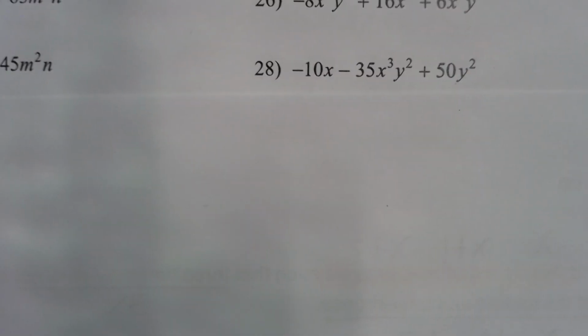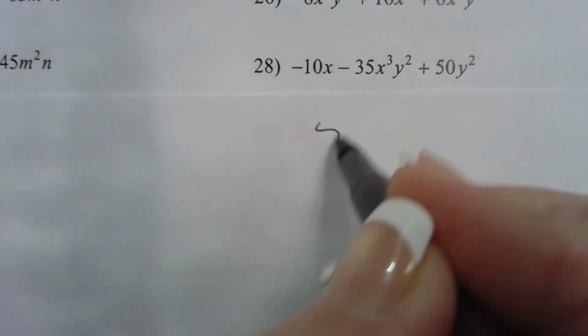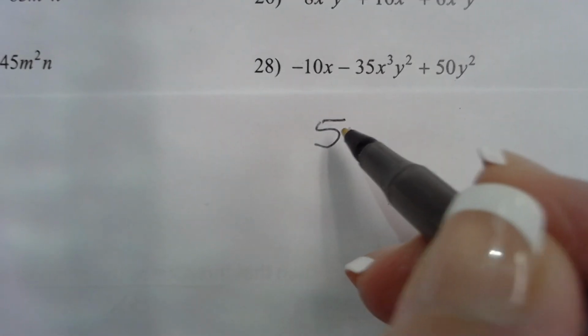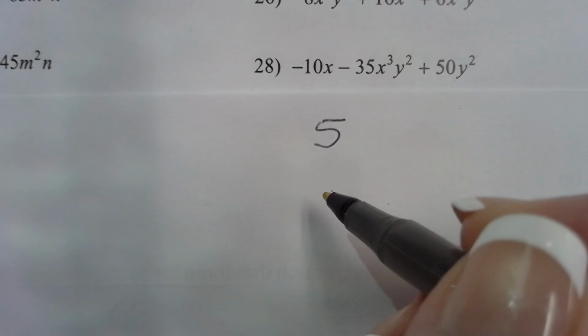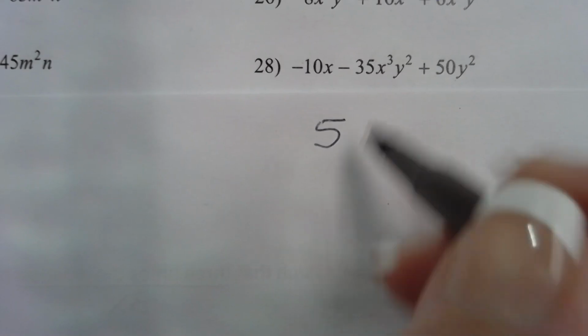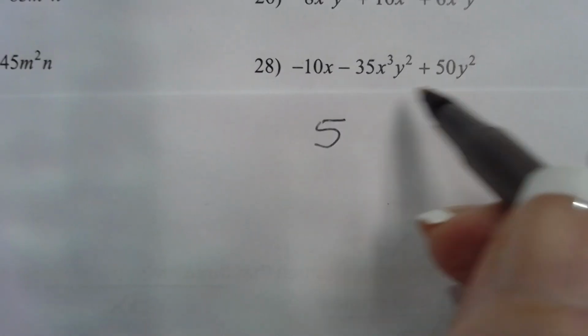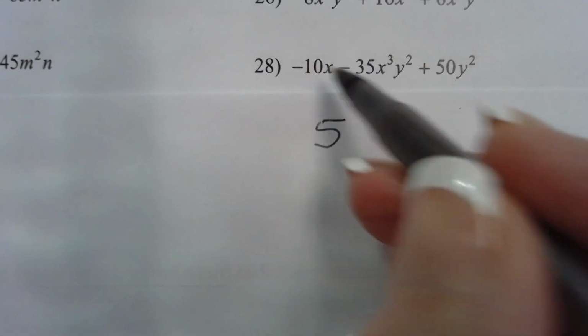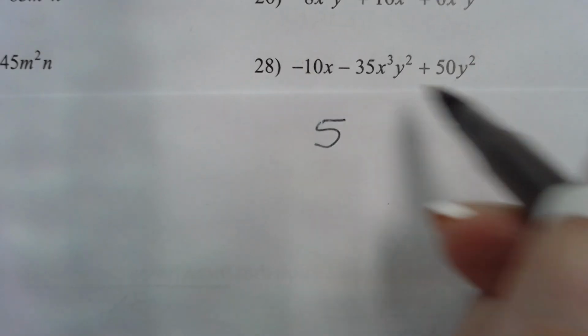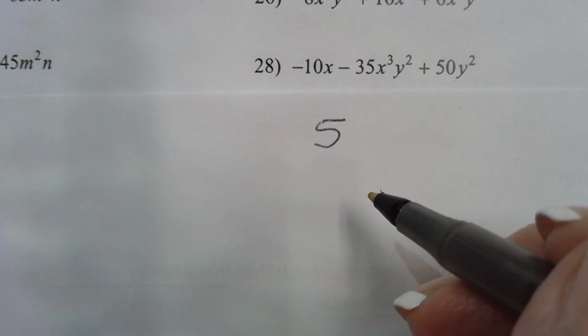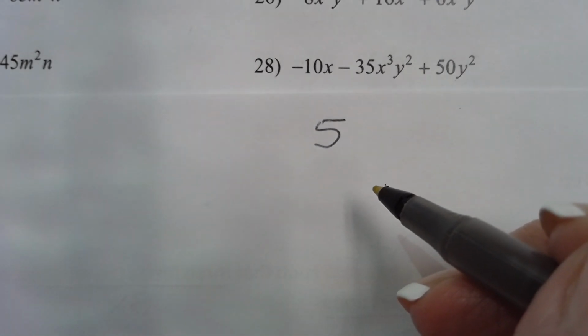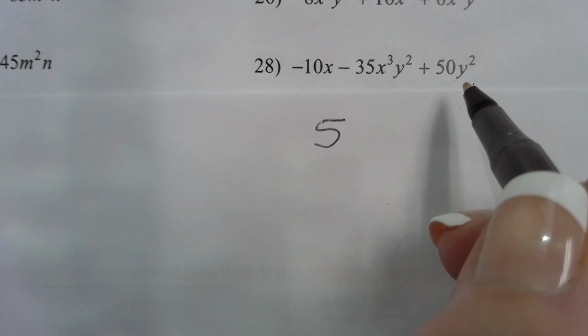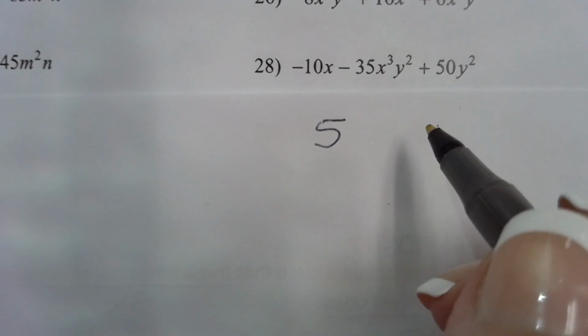Okay, last problem. 3 terms up here. Remember, we're not worried about negatives. For the coefficients, 10, 35, and 50, 5 is the biggest number that'll go into all of those evenly. We check to make sure our variables are in common. For the x's, is there an x in all 3? Sure isn't. Y'all, this last term doesn't have an x in it, so x cannot be a common factor.